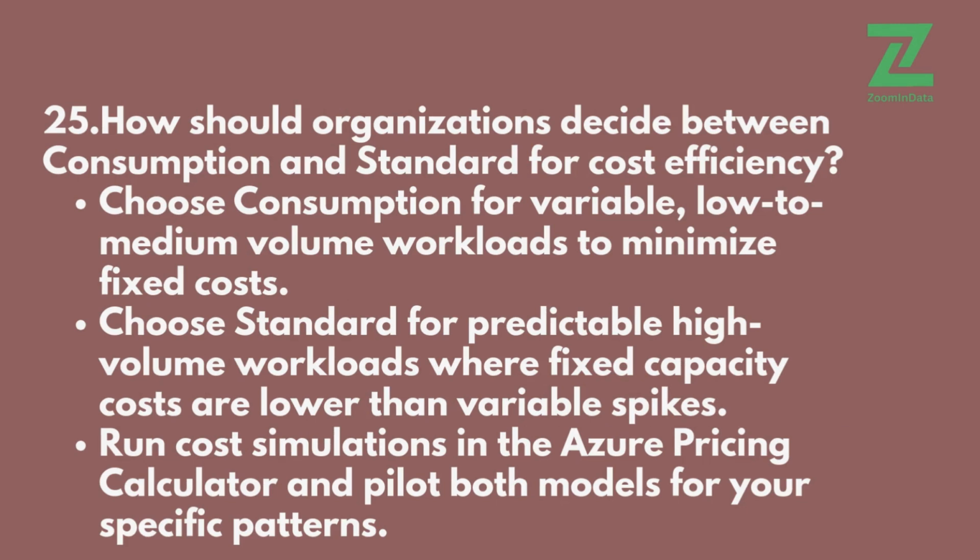How should organizations decide between consumption and standard for cost efficiency? Choose consumption for variable, low to medium volume workloads to minimize fixed costs. Choose standard for predictable high-volume workloads where fixed capacity costs are lower than variable spikes. Run cost simulations in the Azure pricing calculator and pilot both models for your specific patterns.